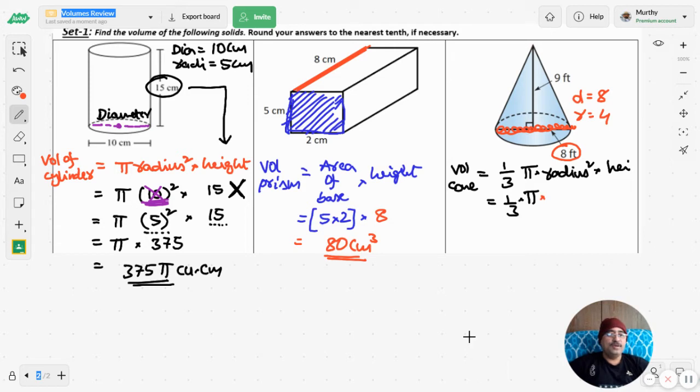Therefore this is pi times radius, 4 square, and height, you can see that 9 units. Use your calculator. I guess you should end up with 4 square, 16. 16 times 9 divided by 3, that is 48 pi, expressed in cubic units, therefore cubic feet.